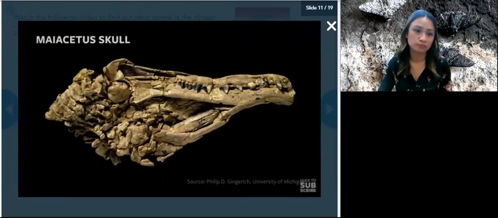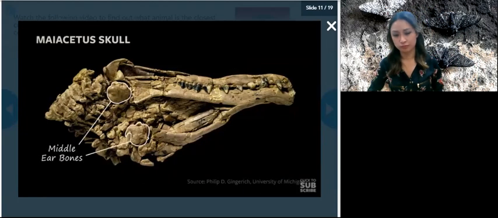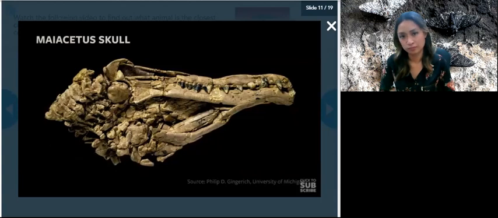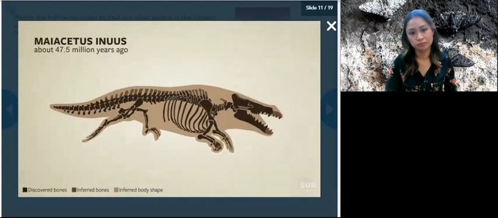Here we see the bottom side of a Maiacetus jaw and skull. Her teeth match those of the basilosaurid whales we saw earlier, and the unique structures of her middle ear bones match those of basilosaurid whales and modern whales. Maiacetus appears to be a walking whale.